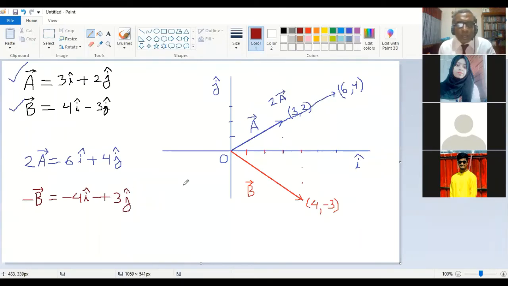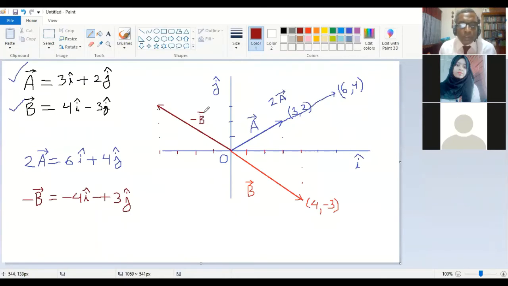So what will happen in the graph? It will be just 4 times left side and then 3 times upward, the opposite direction of this b. So it will be just the opposite direction of the b vector, and it will be of the same length, but just the direction will be opposite. If you want to think about the point, it will be (-4, 3). So this is very simple to understand.